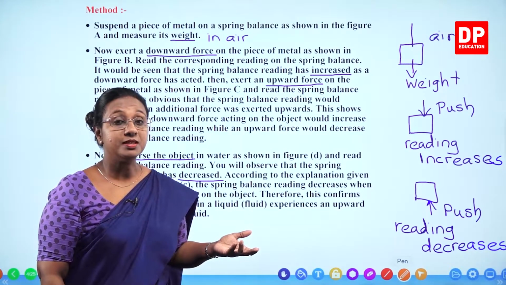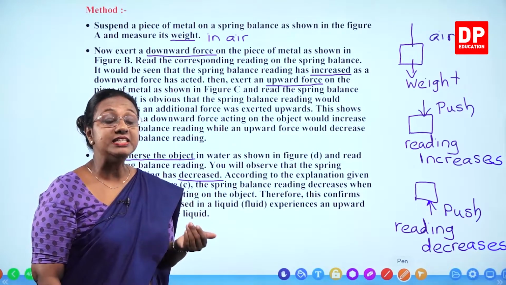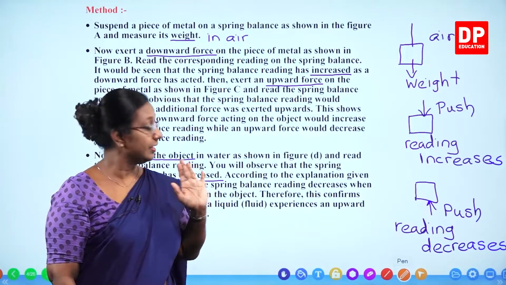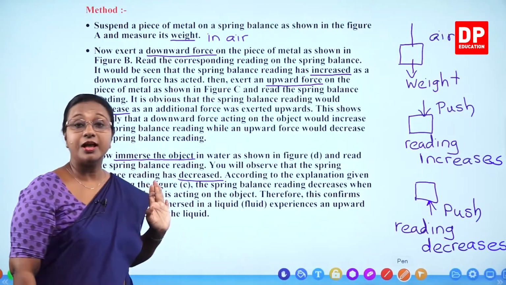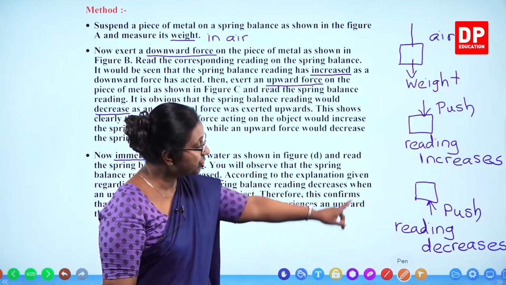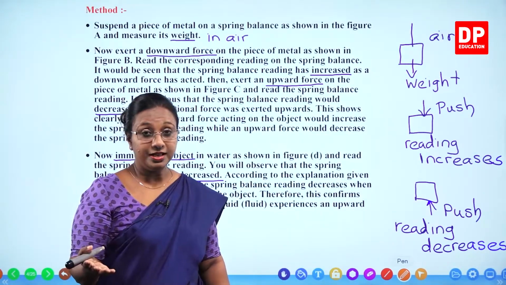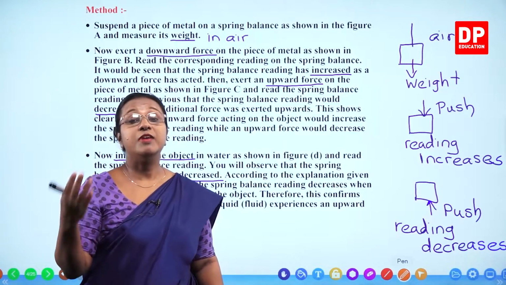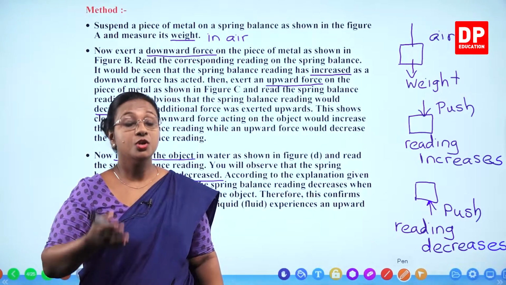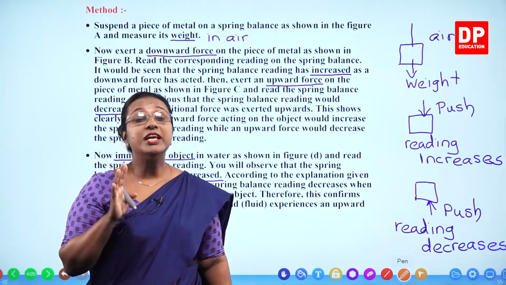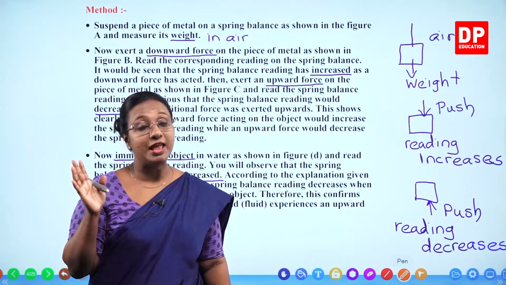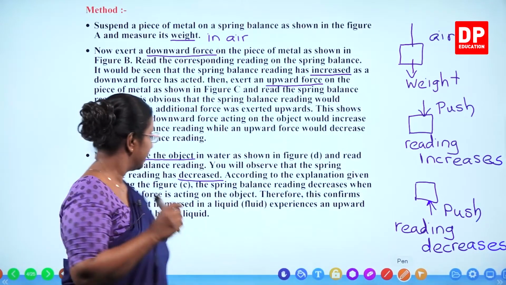So that means the water exerts a force upwards. That is why the reading decreases. That's what we are trying to understand here. So two instances: when you push the object up, the reading decreases. The same way, when you immerse the object in water, the reading decreases. So that means the water is exerting a force upwards. That is what you all have to remember, students.